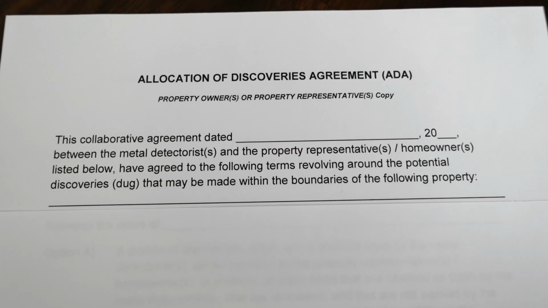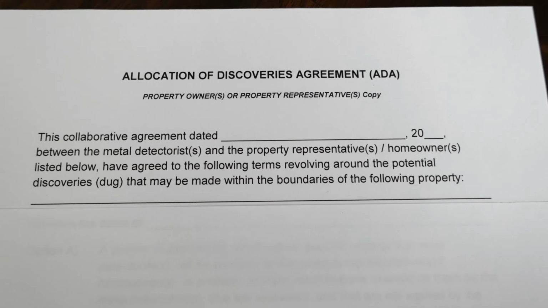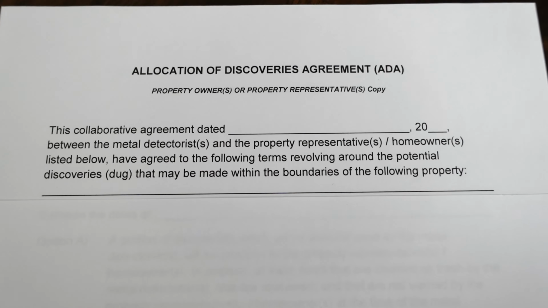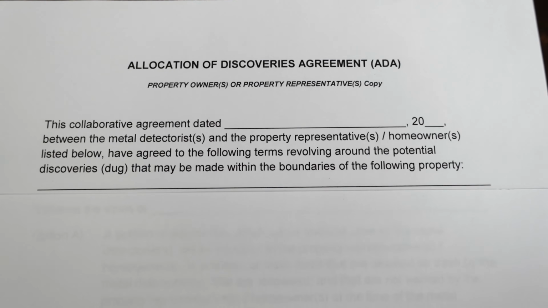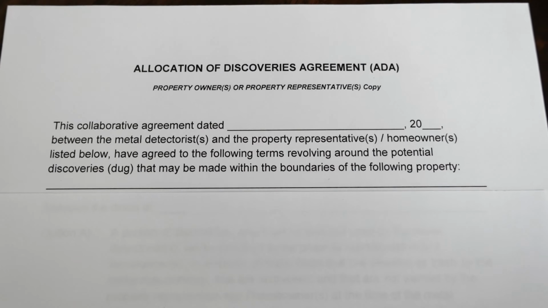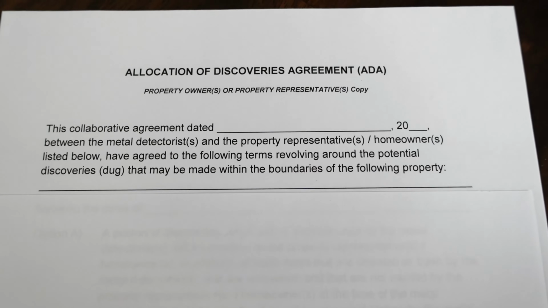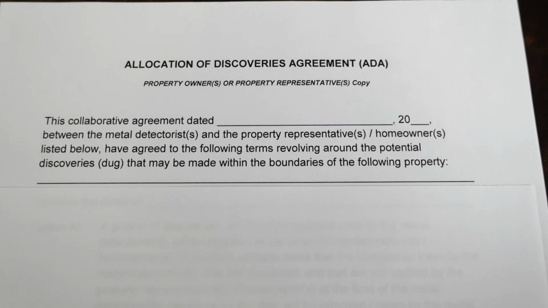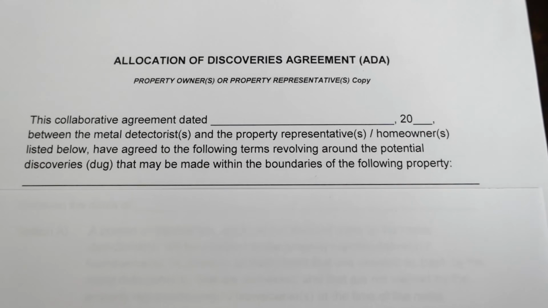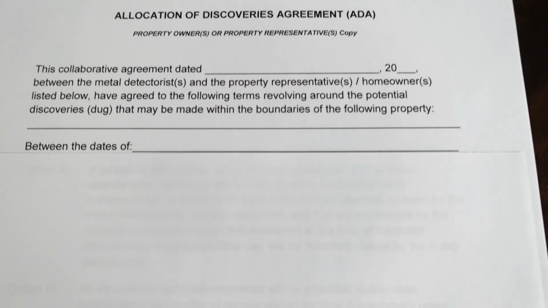So this collaborative agreement, collaborative means group, so it's an agreement between the both of you. Between the metal detectorists, property owners, home representatives listed below have agreed to the following terms revolving around the potential discoveries dug that may be made within the boundaries of the following property. Now, on this part here, I had to put the word dug because you could wander onto a property and find a Corvette sitting in a field and say, well, I found it. So specifically, it has to be dug. So that covers that aspect.